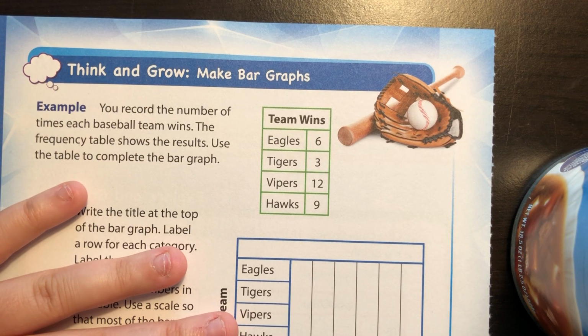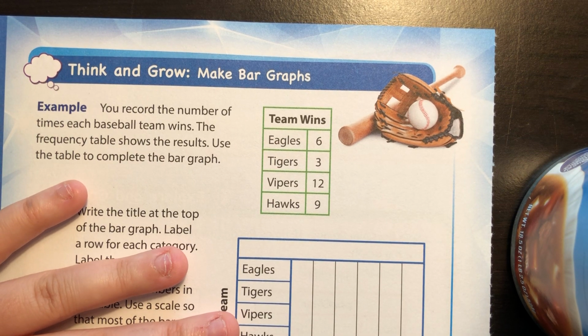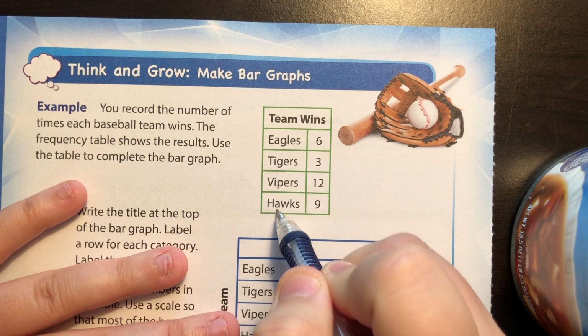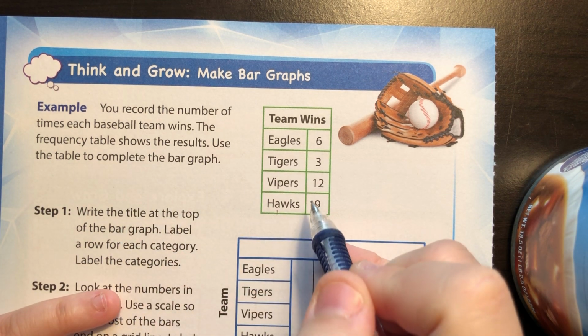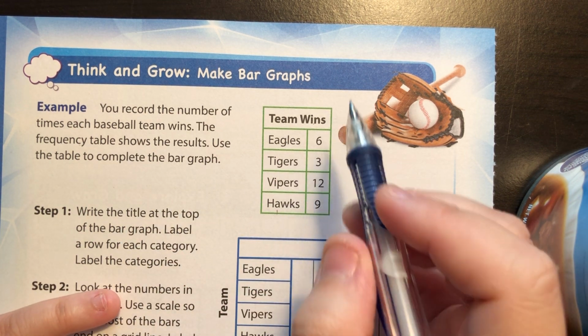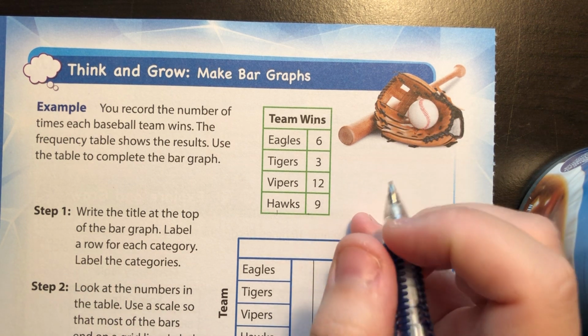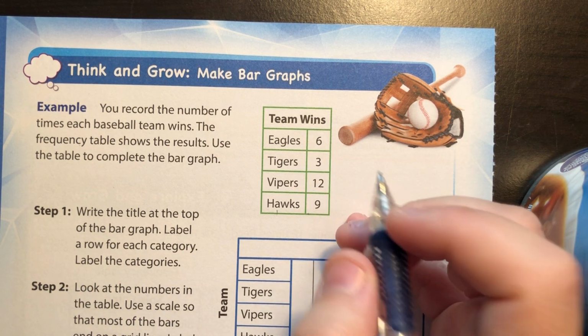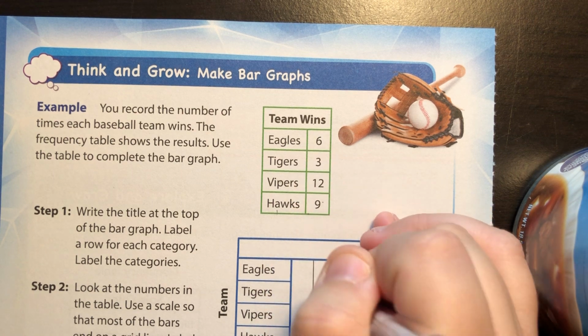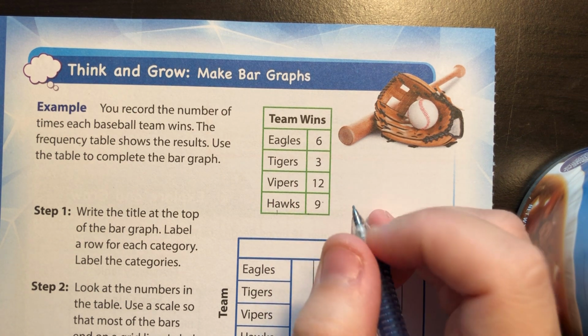You record the number of times each baseball team wins. So a team wins, here's the baseball teams. The frequency table shows the results. Use the table to complete the bar graph. So remember, the frequency table just tells you the numbers right off the bat. Haha, bat, baseball, funny. But we're gonna use that frequency table to build our bar graph. So here's how we're gonna do it.